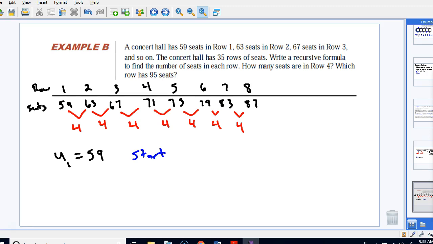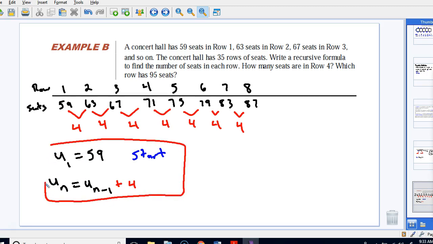Alright, and then how much are we changing? That's the next part. We take u sub n, our general term, and say that it's u sub n minus 1 plus what we add every single time. We're adding 4. So this is where we start, this is what we add, and this whole thing is our recursive sequence.